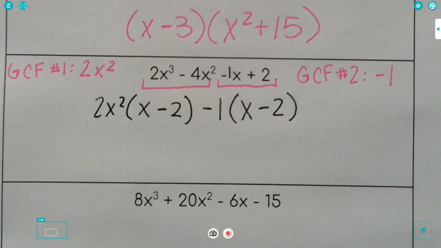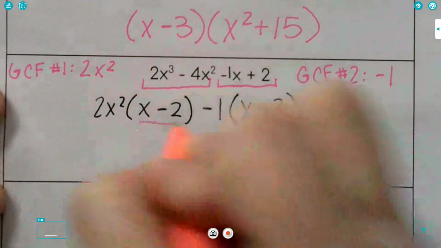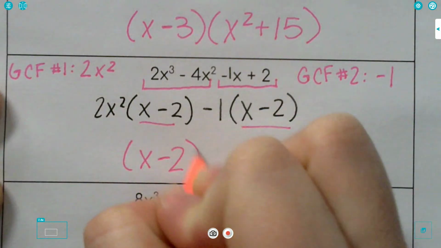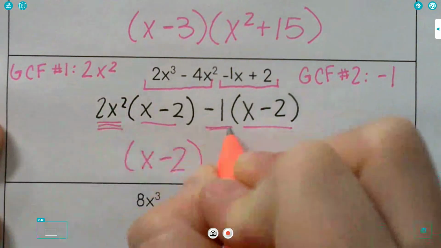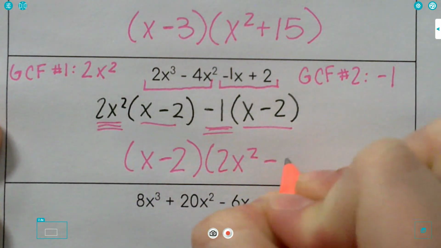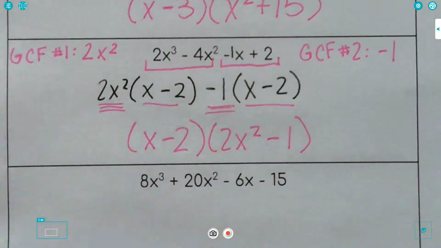So, speaking of which, look at what we have left behind. Now it matches. So my first set of parentheses is going to be this matching x minus 2. I'm going to put it first. And then my second set of parentheses is going to be this 2x squared and this minus 1. So 2x squared minus 1. Okay. Any questions right now?